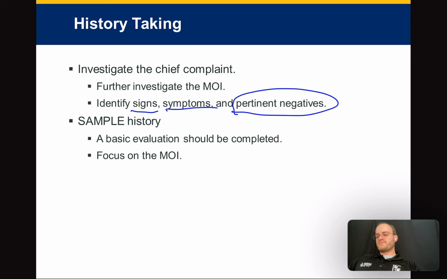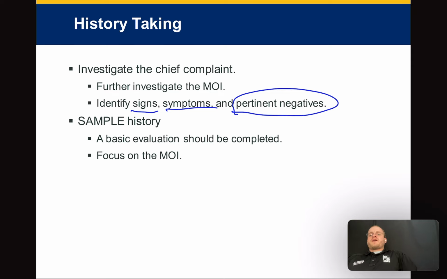So those are all pertinent negatives. They have chest pain, but they do not have shortness of breath. They're positive for the chest pain, but they're negative for the shortness of breath. Those are pertinent negatives. Important negative symptoms and signs to report.